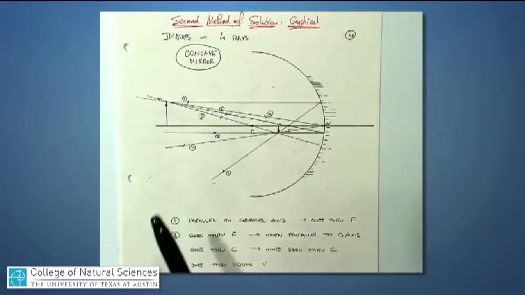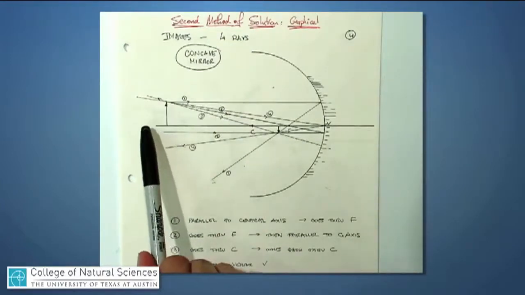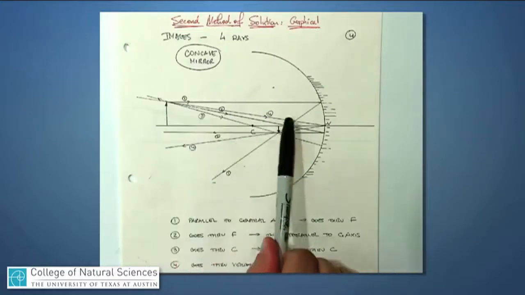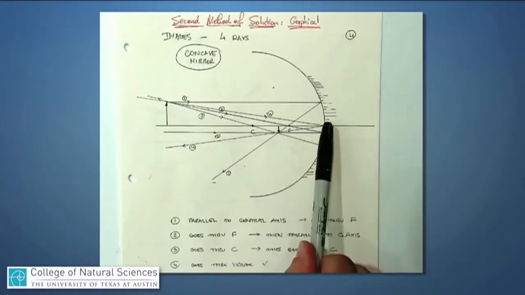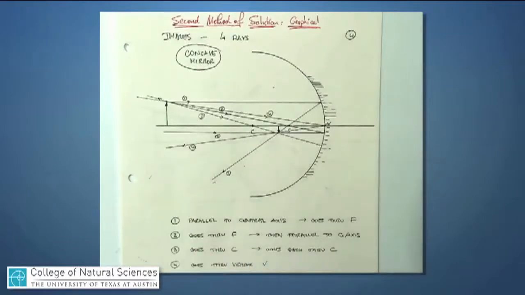The first light ray is one that comes parallel to the center axis of this mirror. So remember, we often draw a line that goes right through the center of curvature of the mirror and into the mirror, and we put our object right on that center axis.